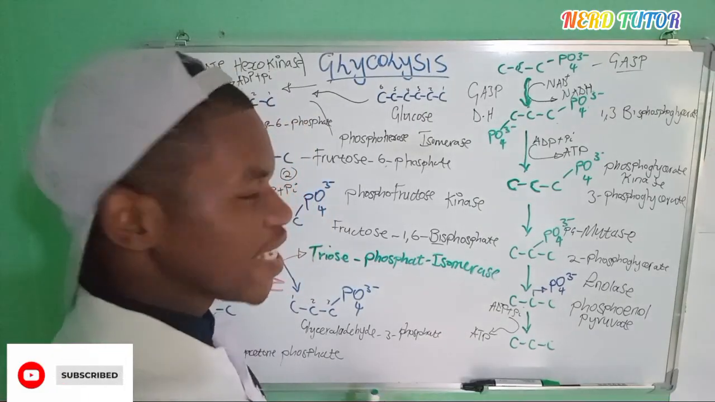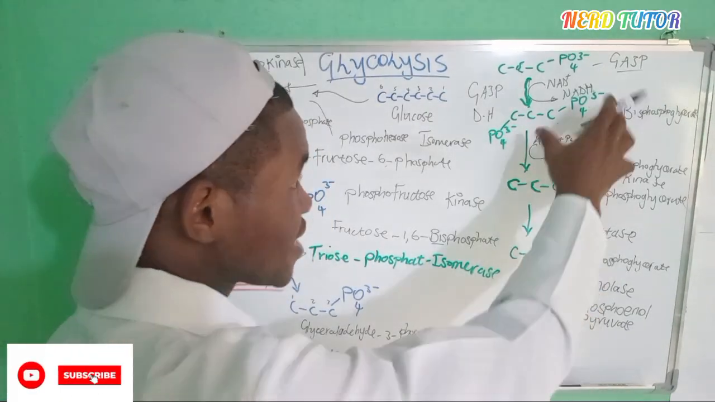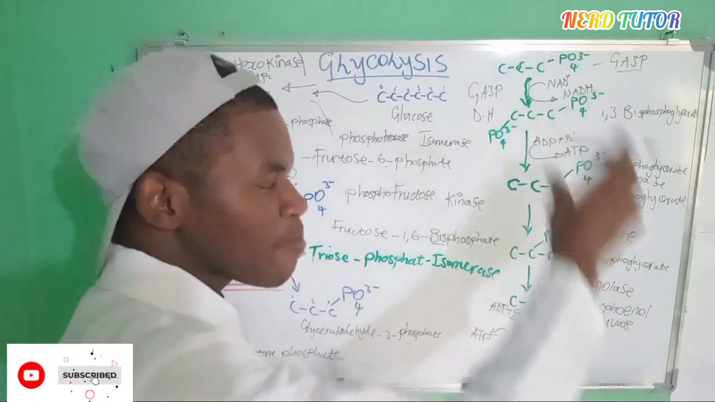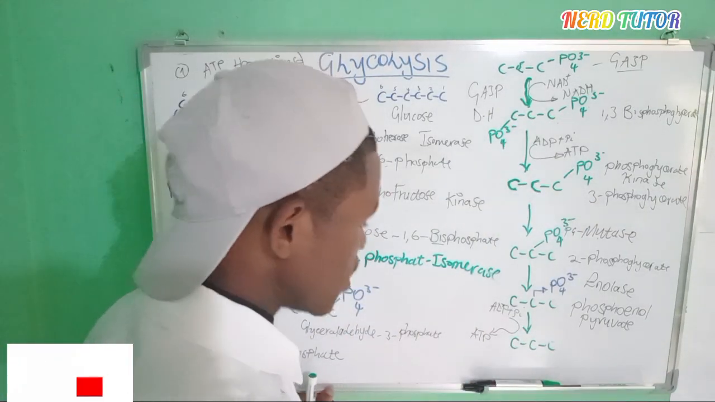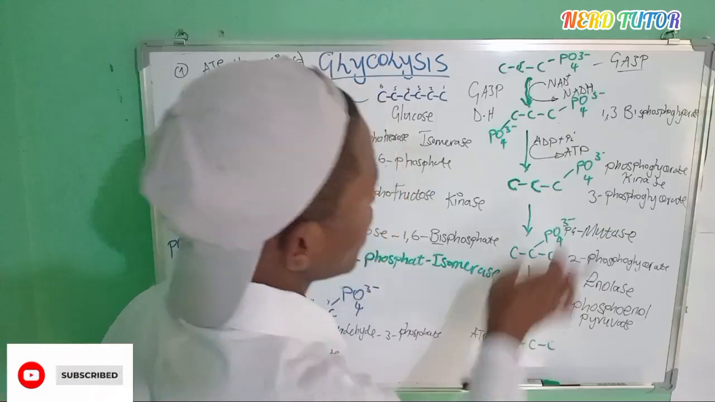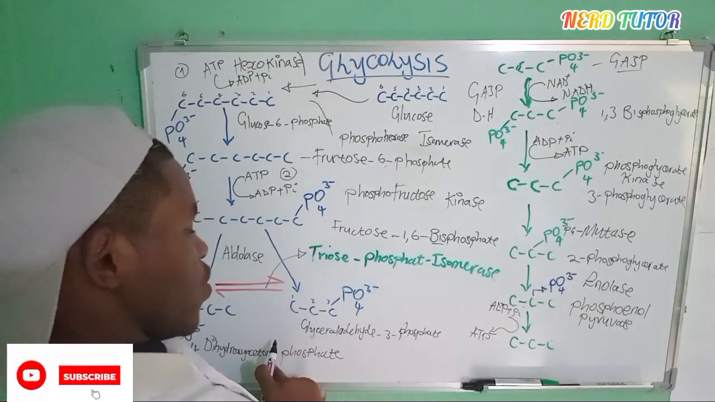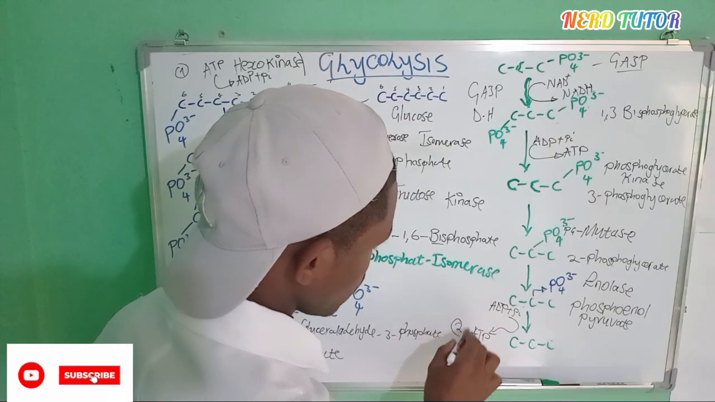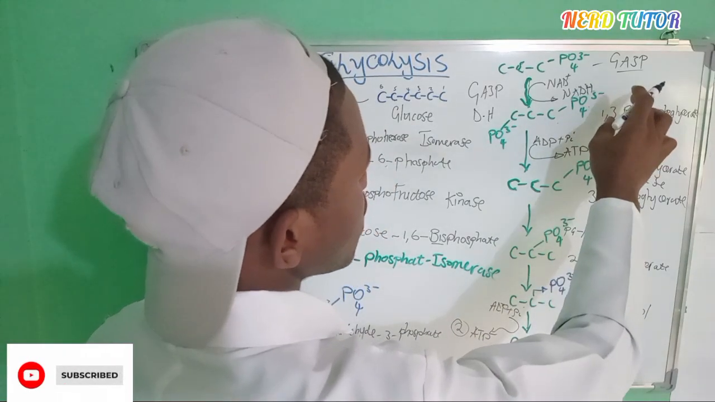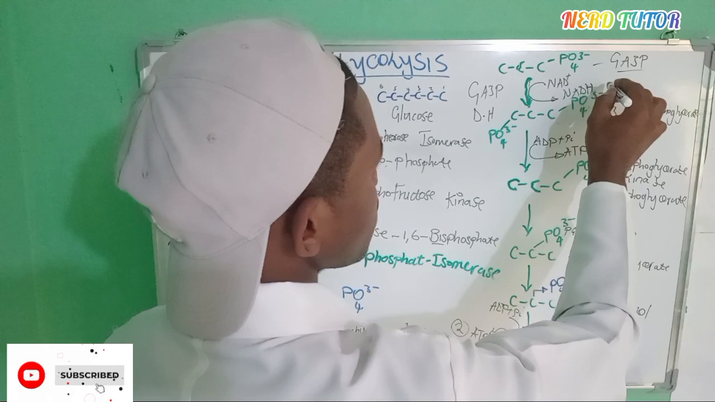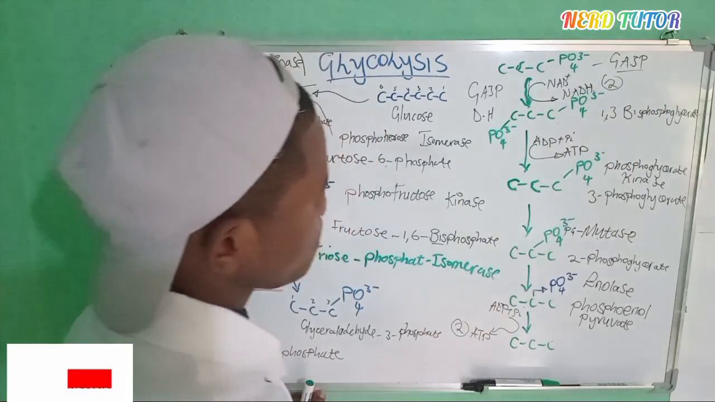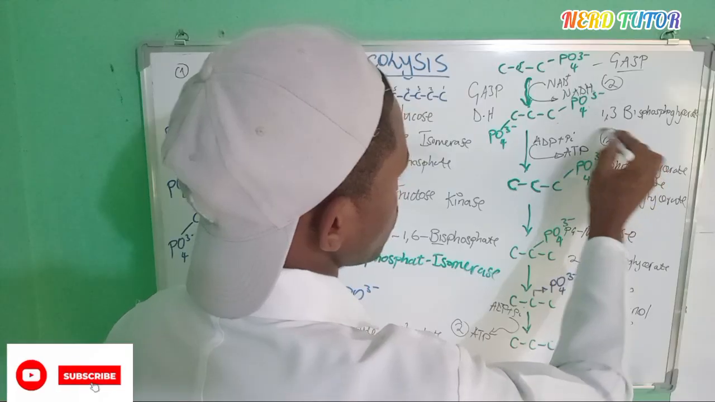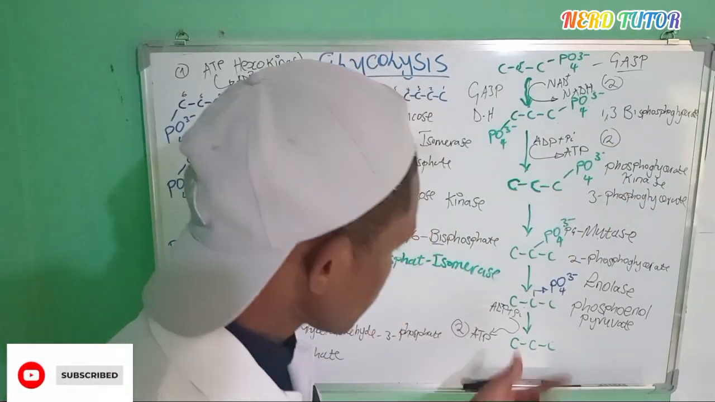Mind you, this is happening simultaneously. As this one is undergoing this process, even this one, which got isomerized, is also undergoing the same process at the same time. So meaning we are producing ATP for this one, and for this one we also have to produce ATP, so times 2. ATP we are producing how many? 2. So even here we produce the NADH, this has to be 2 times 2. And the ATP here, we also produce the ATP here, so times 2.